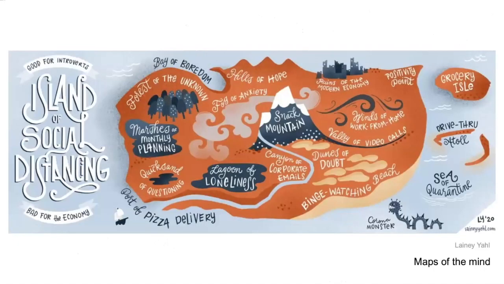This is sort of a map of the mind. An artist drew this as sort of the feelings of during this time of social distancing and shelter in place. The lagoon of loneliness, the binge watching beach, the sea of quarantine. So it's an emotional map. It tells you a lot of things about how people feel. Snack Mountain right in the middle there. And it shares those feelings with other people.